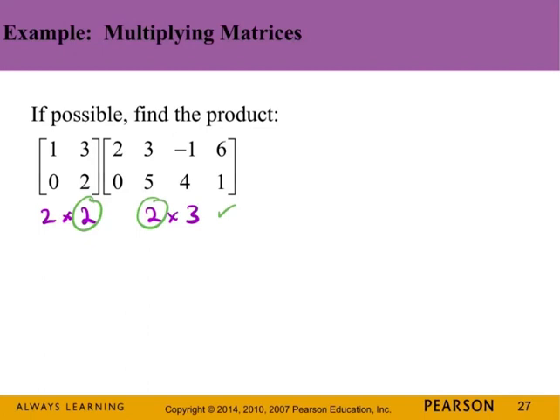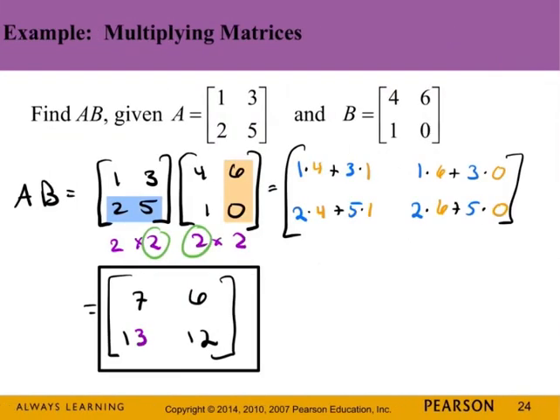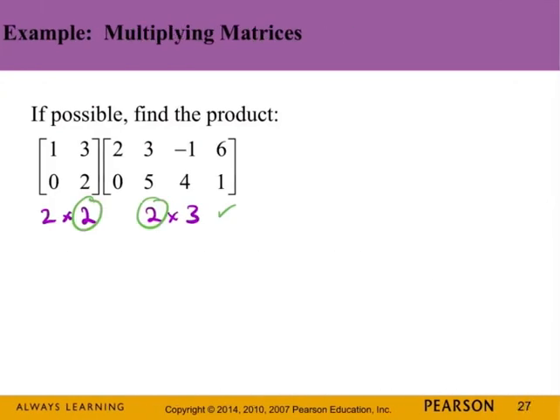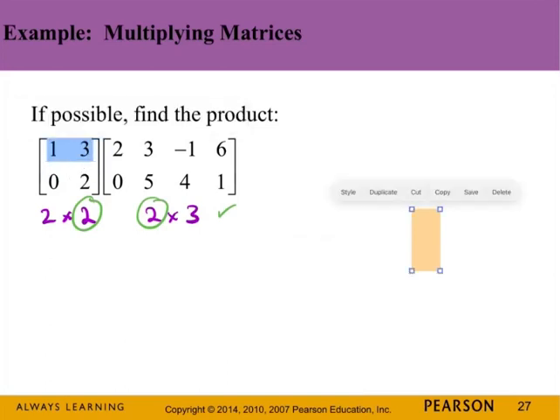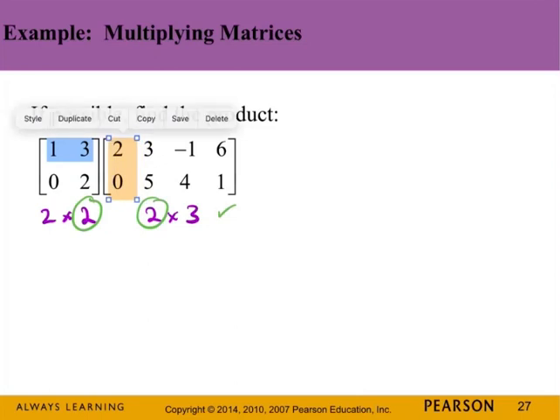Okay, so let me get a copy of this guy. I want this and I want this. Let's copy and paste this one. So we always do the row times the column. I'm going to say this row times each column. Okay. So then it's going to be 1 times 2 plus 3 times 0.